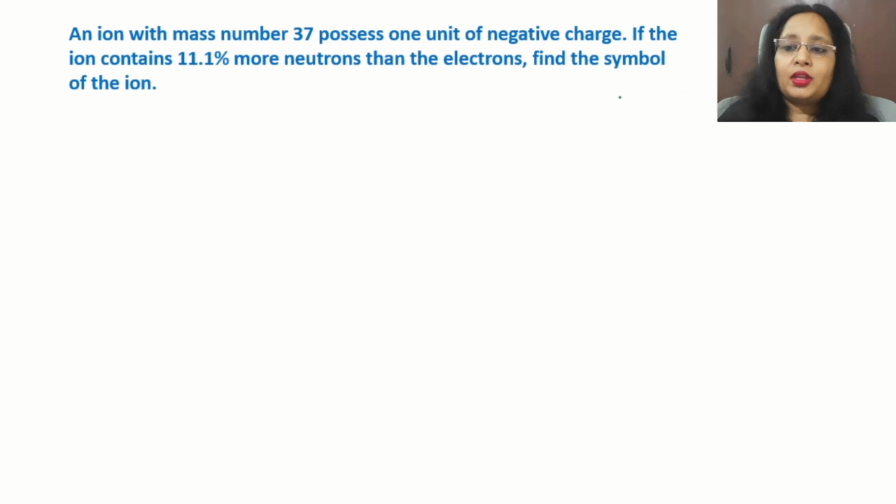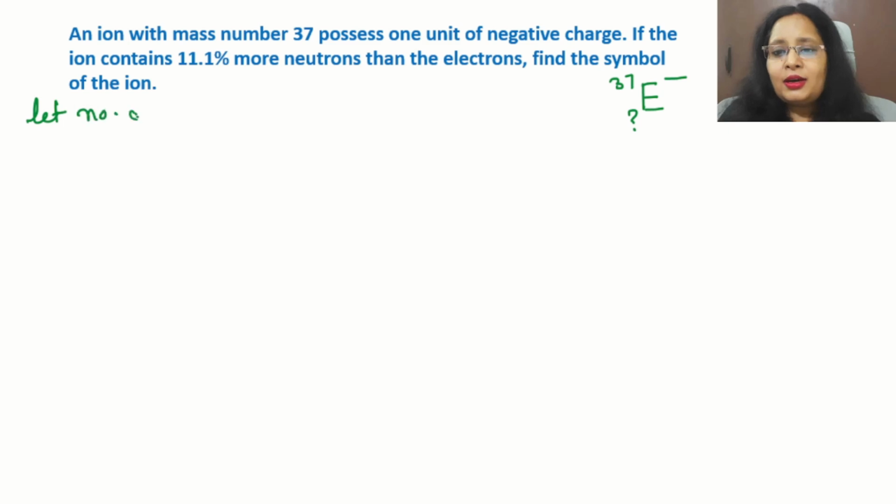So in this whole question, suppose we have the ion E having 1 negative charge as they mentioned, and their mass number is 37 and atomic number is missing, and now we have to guess the symbol of this ion. So let's start. We'll start with, let the number of electrons in the ion be X.